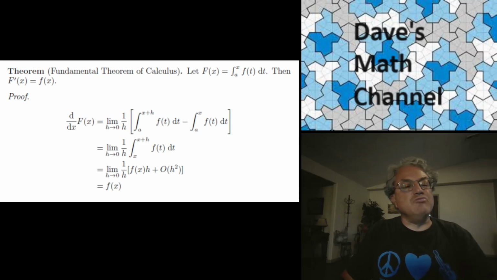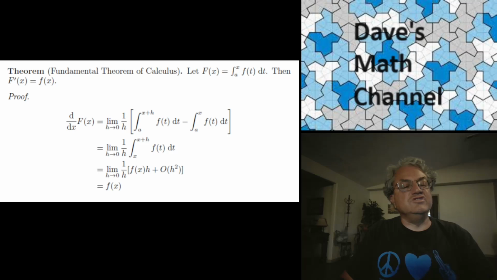It's just equal to capital F of x plus h minus capital F of x, all divided by h. So we just use the definition of capital F of x. That gives us the integral from, here they're using the variable t, which I actually think is a better convention. So the first term is going to be the definite integral of little f of t, t going from a to x plus h. And then the second term is the same integral, but going from a to x.